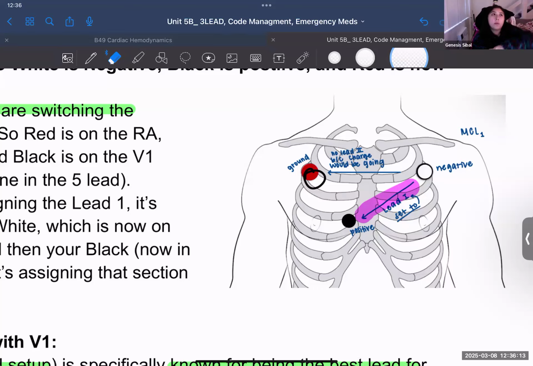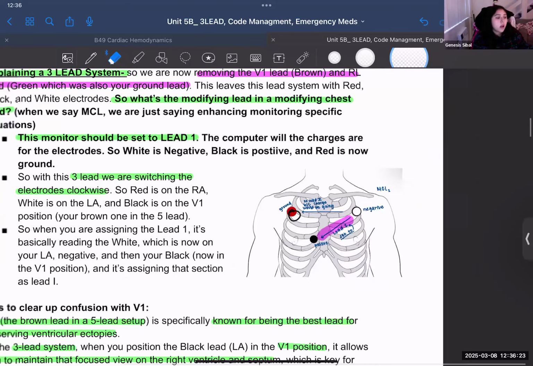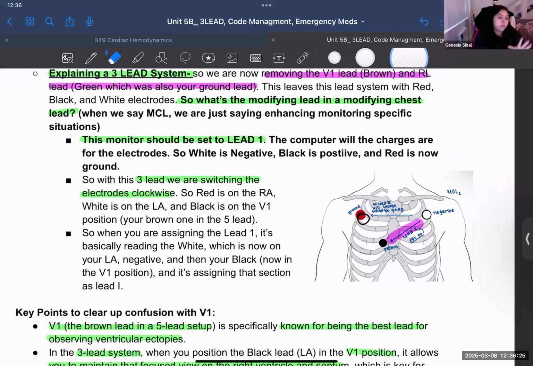The red was on the bottom, so it's going to be all the way at the top. The white one was on the right, now it's going to be on the left, and the black one was all the way on the left, now it's going to be all the way at the bottom. However, this is where it can get confusing. You still need a ground electrode, so your red one is going to act as your ground electrode. Let's get into how this all works out in terms of monitoring.